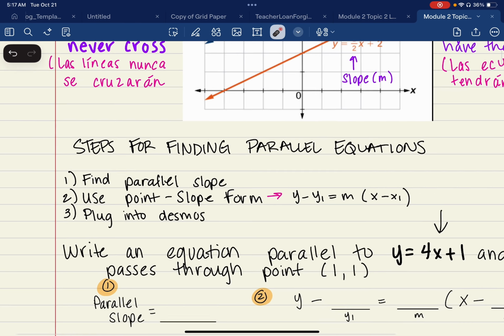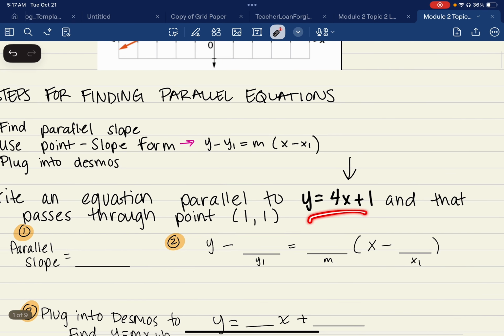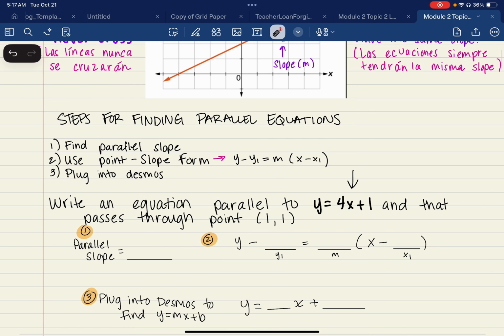Now let's say they don't give us graphs to look at, and they only give us equations, and we need to come up with an equation that is parallel to it, through a specific point. I'm going to show you guys how to do that. Step one is find the parallel slope, which is easy. You just find the slope and write that number. Step two is use point slope form. I'm going to show you. And then step three is plug it in Desmos. All right, let's do that real quick.